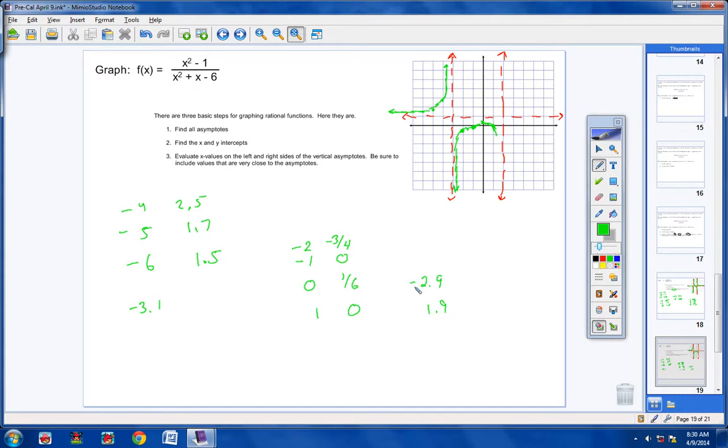Okay, let's go ahead and try 1.9. We'll get out negative 5. So we know it's shooting down here also to about negative 5 and then going on down. Okay, so that's a pretty good sketch. Remember, we're just sketching it. It doesn't have to be perfect, but that's a pretty good idea of what the graph's doing.